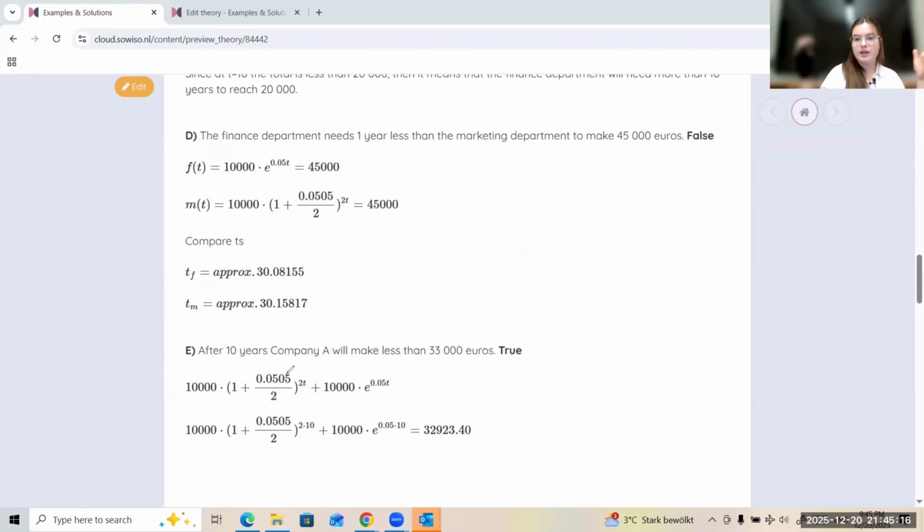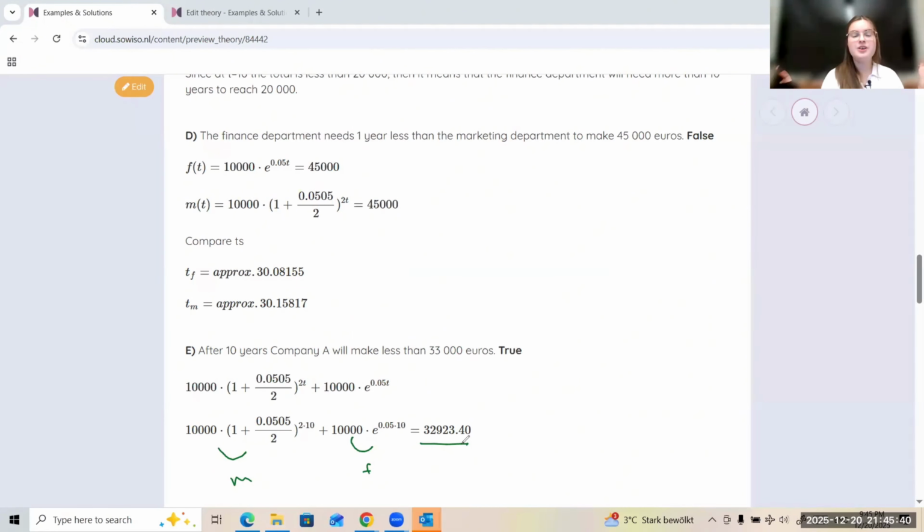And here, after 10 years, company A will make less than 33K. So here we're doing a joint calculation of two departments in one. We say, okay, after 10 years, this is what the departments combined together will make. So this is the finance department, this is the marketing department. And this is just a matter of calculating the values. And you say that, yes, it makes a bit less than 33K, making the statement true.